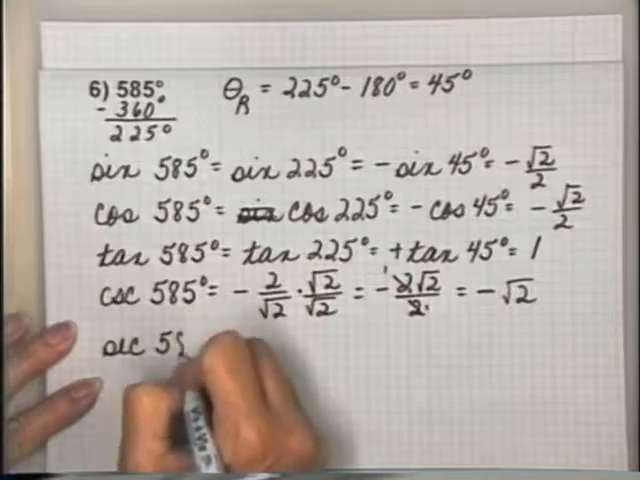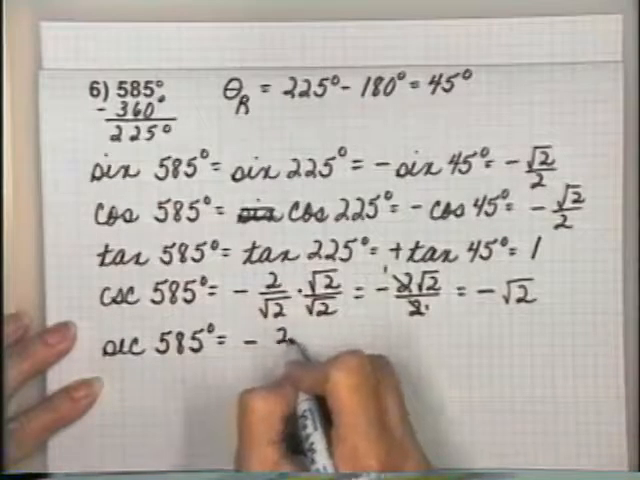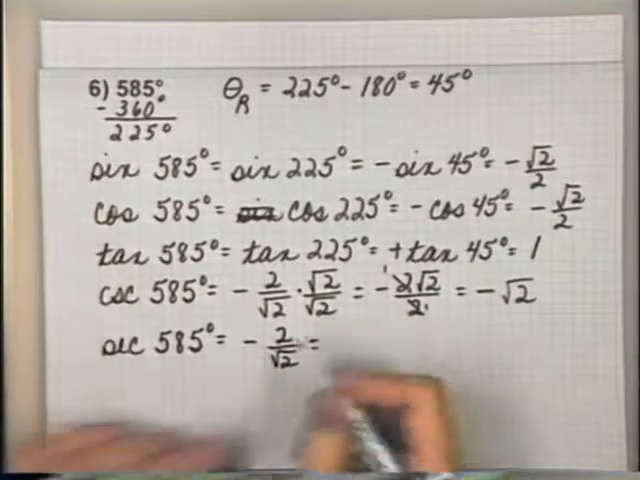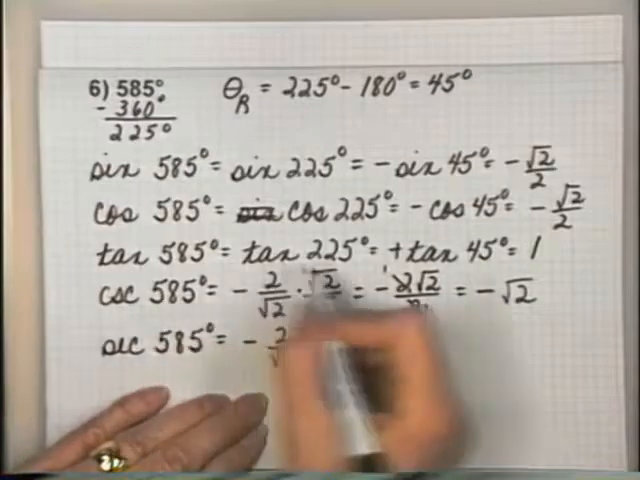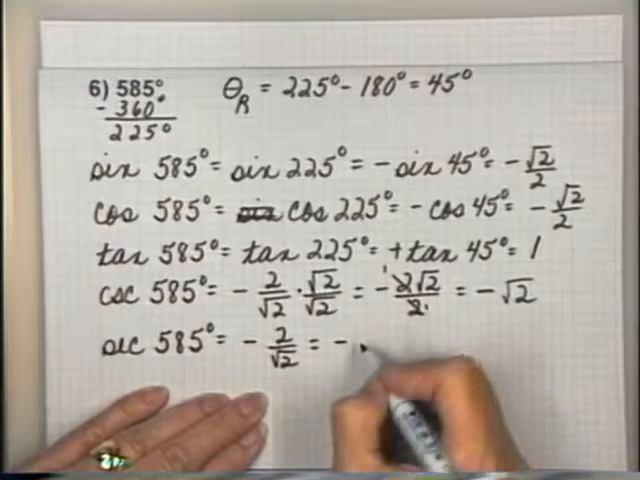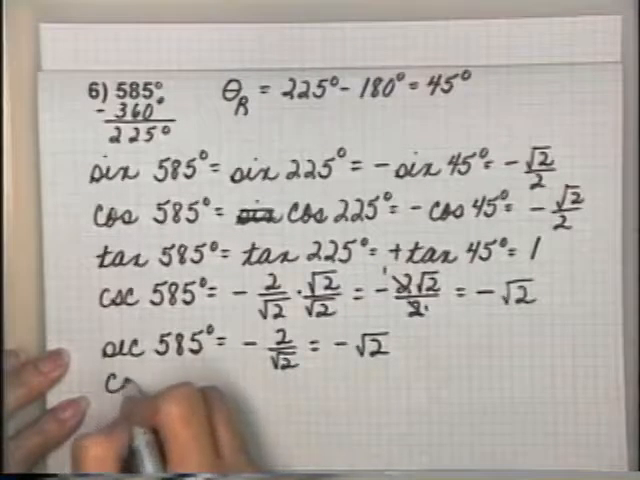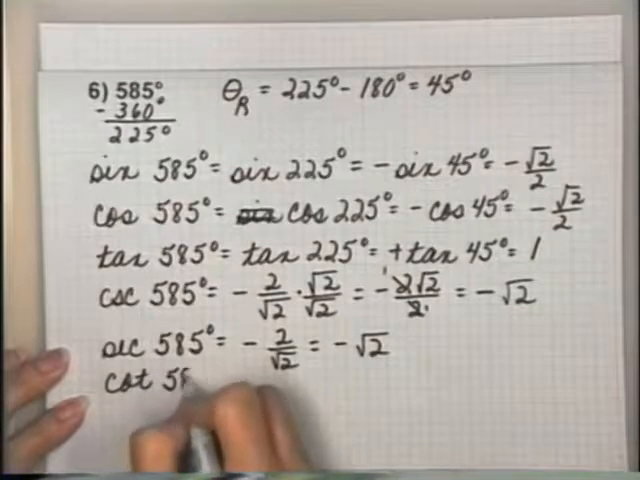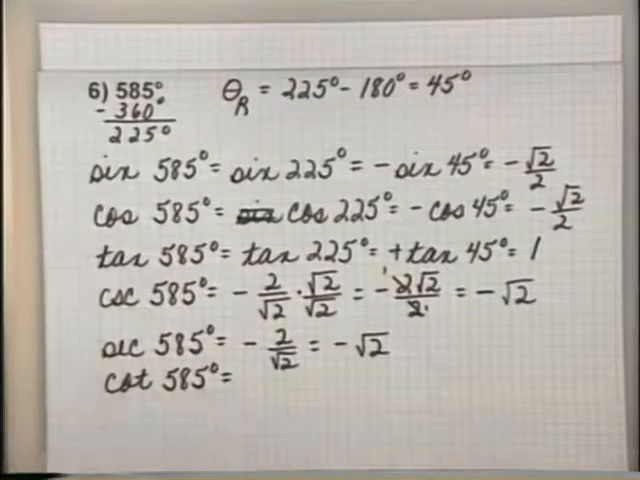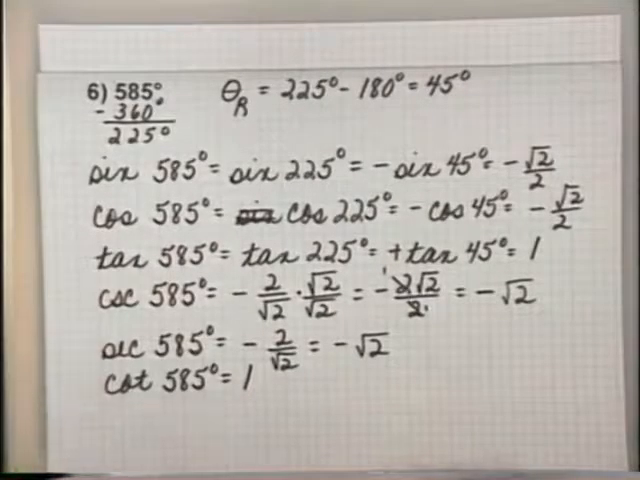For the secant, we'll use the reciprocal of the cosine, but since we simplified the cosecant all the way out, and we know what this is equal to, we'll just say that's minus the square root of 2. And on our cotangent, that would be the reciprocal of the tangent. Well, the reciprocal of 1 is 1. So there are our 6 trig functions of 585 degrees.